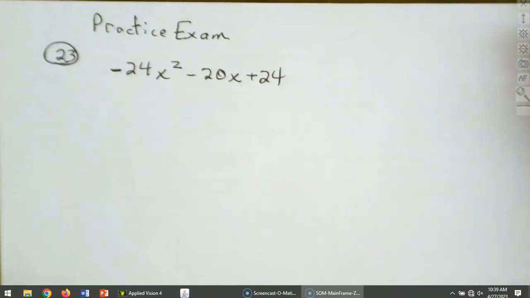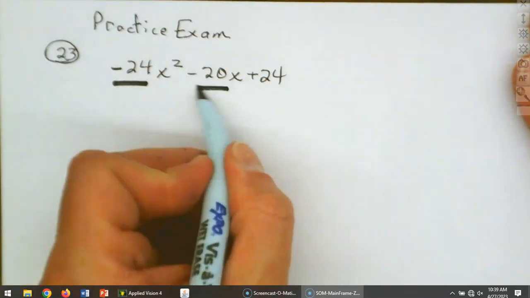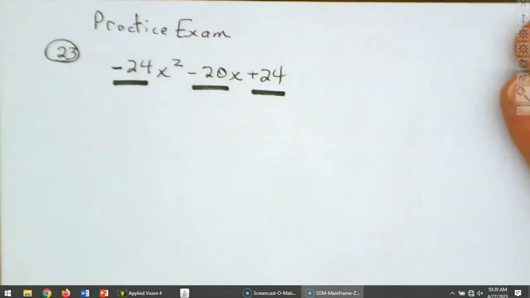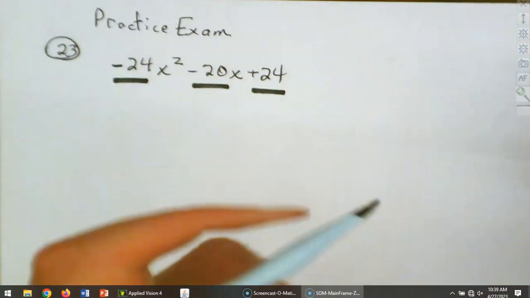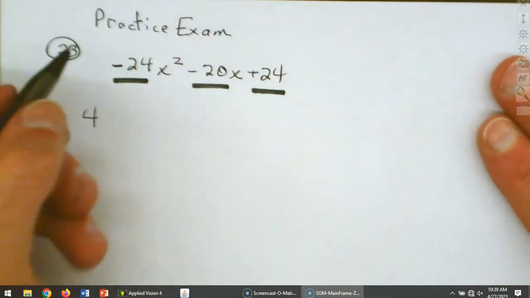When we factor, what is the first thing that we do? If I gave you this and I said factor it. First thing we do is we look at all the numbers together. We look at 24, 20, and 24 here. And we try to find the largest number that's going to be in common with all of them. When we look at 24 and that 20, the largest number that they have in common is going to be a 4. So we're going to factor out this 4.